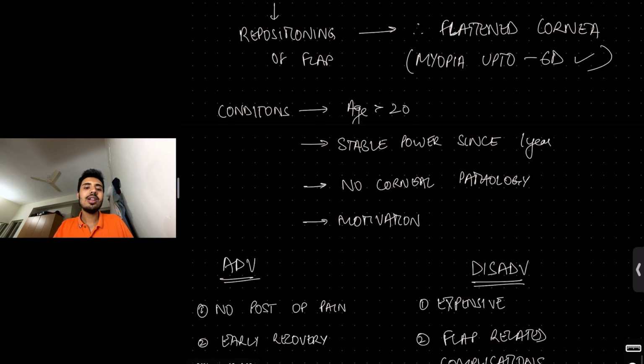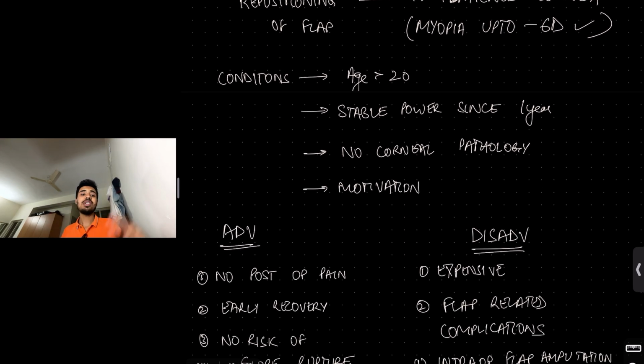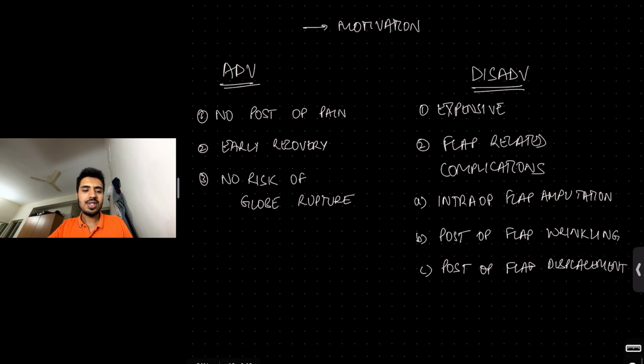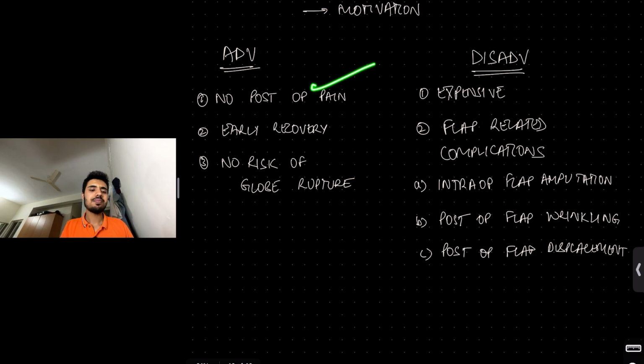Then what are the conditions for a LASIK? Patient has to be about 20 years old. Then patient should have a stable refractory power since 1 year. Patient should have no other corneal pathology, and patient should be well motivated. What are the advantages? There is no post-op pain. There is very early recovery, no risk of globe rupture. Early recovery, no post-op pain, no risk of globe rupture.